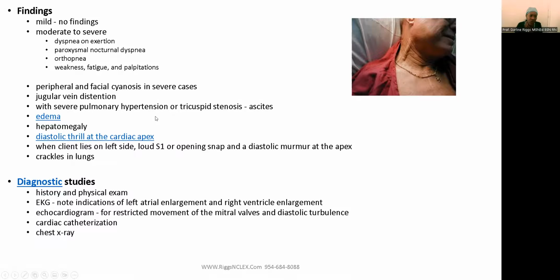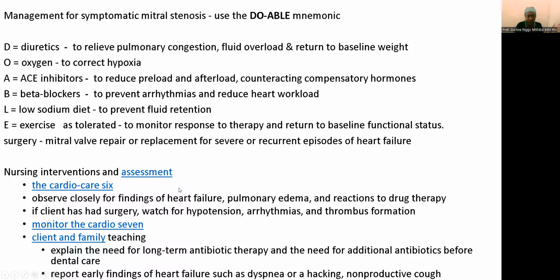They're the clients with ascites, with edema. My shoes don't fit anymore, my belt. Hepatomegaly, the liver, diastolic thrills. They're swollen. See, all of that fluid, it goes back. That's all right-sided heart failure. We're going to do the EKG, obviously, the history and physical, the echo, cardiac cath. All of these are the diagnostic tests we would do for these clients, both right and left.